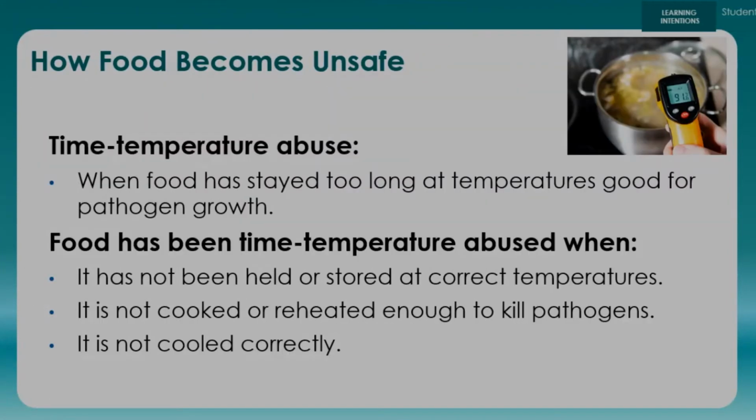Time temperature abuse is when food has stayed too long at temperatures good for pathogens to grow, i.e. pathogens, food poisoning bacteria. Food has been time temperature abused when it is not being held or stored at the correct temperatures, is not cooked or reheated enough to kill the pathogens, food poisoning bacteria, or is not cooled correctly.